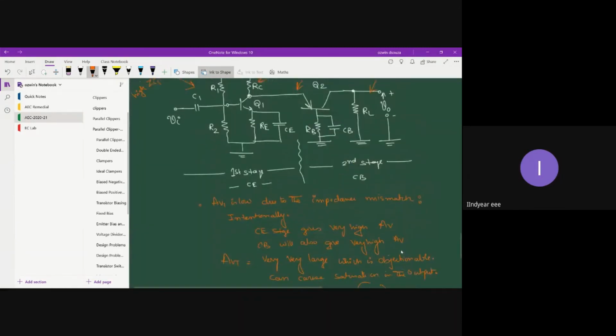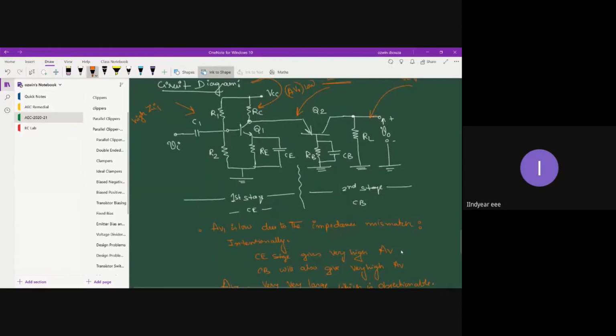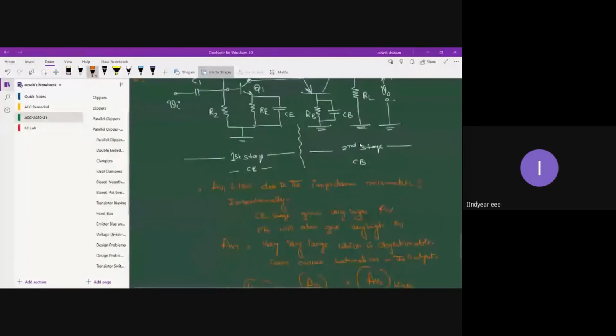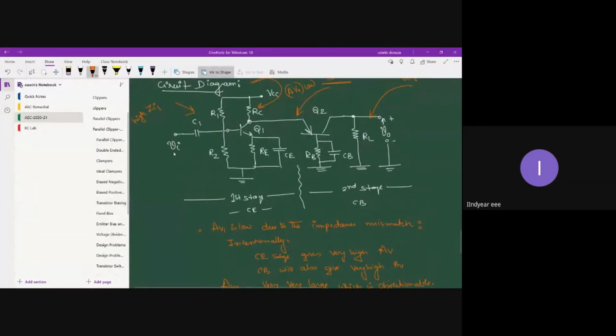Now, one question: if that is the case, why not connect the second stage directly to the source? You could have directly connected stage 2 to the input, right? Why do you have to bring this first stage in between? That's because your common base configuration will have very poor impedance matching with the input source. The input source you cannot modify.